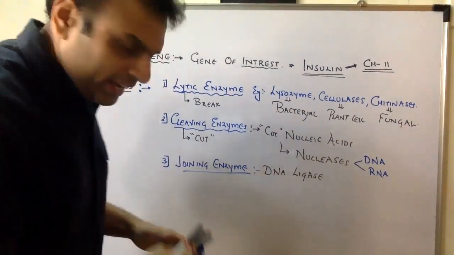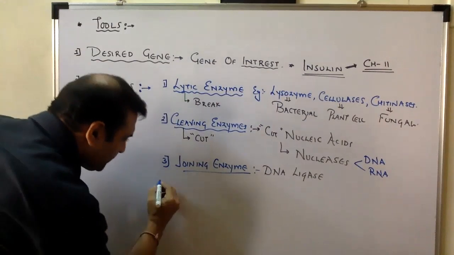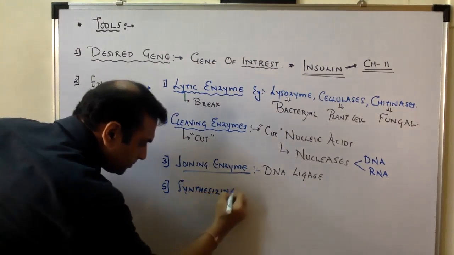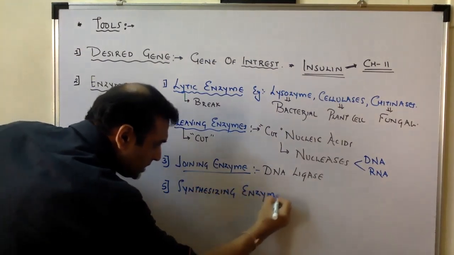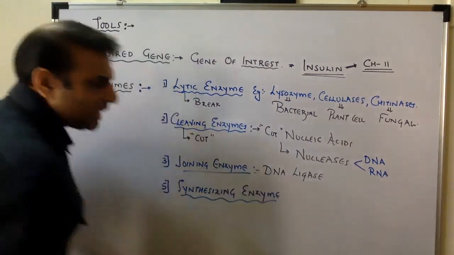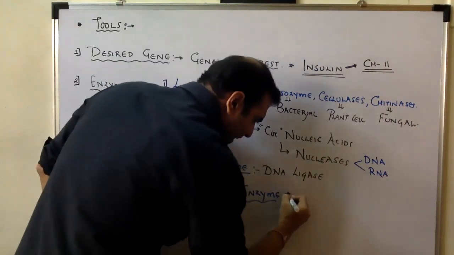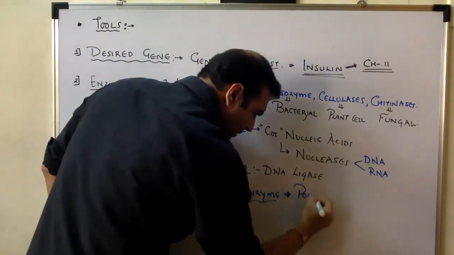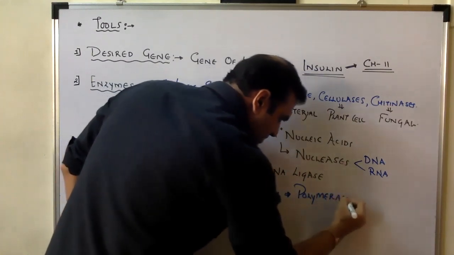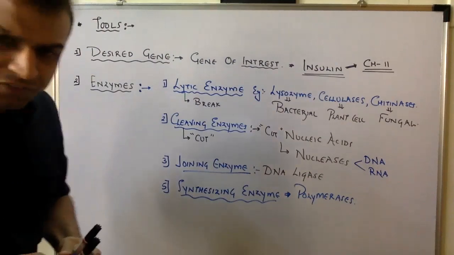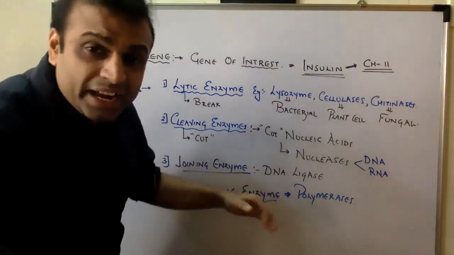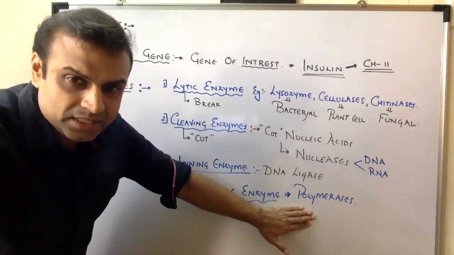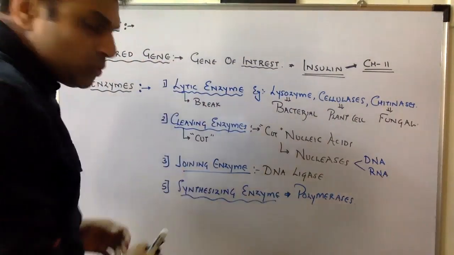So this is the joining enzyme. And my next enzyme is said to be synthesizing enzyme. This enzyme helps in synthesizing of nucleic acid. So it can be either DNA polymerase or RNA polymerases, so I will use the word polymerases. If I want to prepare a DNA or an RNA in vitro, means outside the cell in artificial medium, I need polymerases. So these are the 4 enzymes which I am interested in.